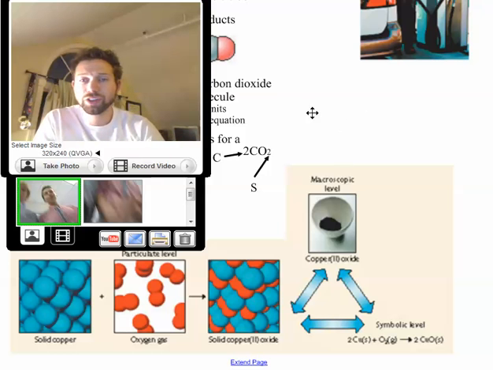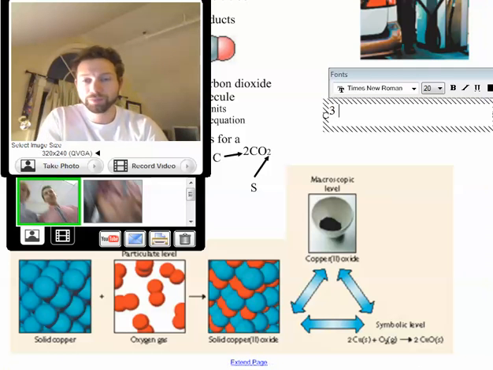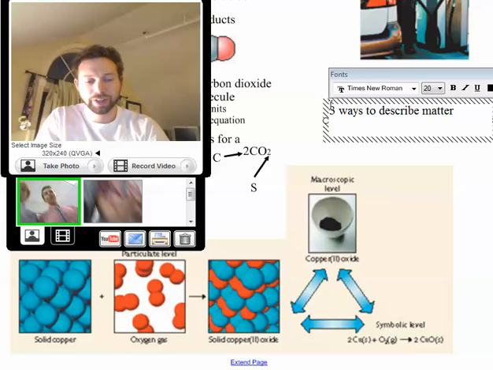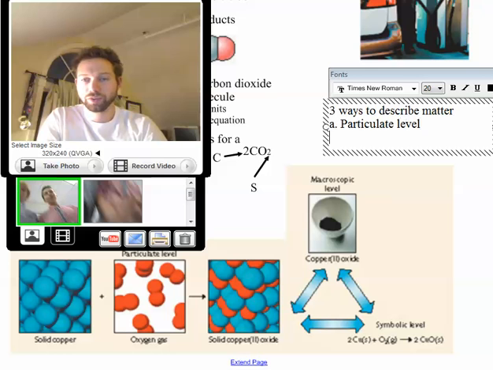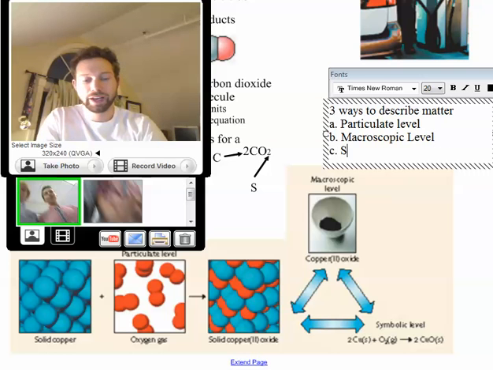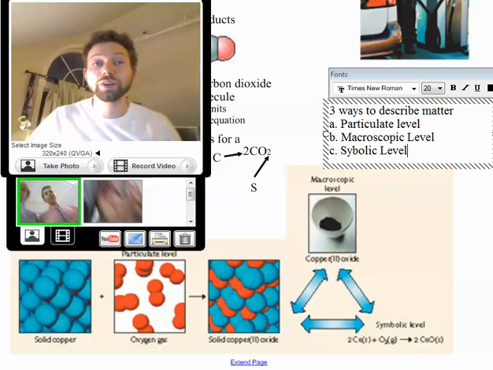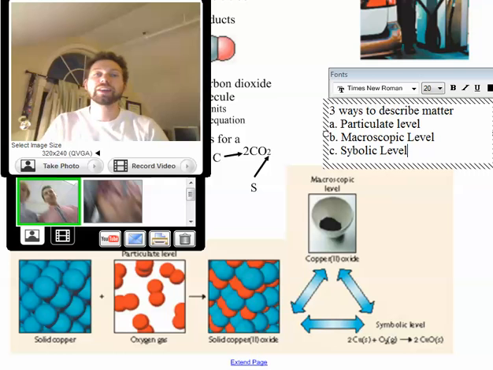So right here you should note that there are 3 ways to describe matter. First one, talk about the particulate level. Second one, we have the macroscopic level. And then the third, we have the symbolic level. So in this particular unit, we're going to be talking about all of these. And that ends the first video.